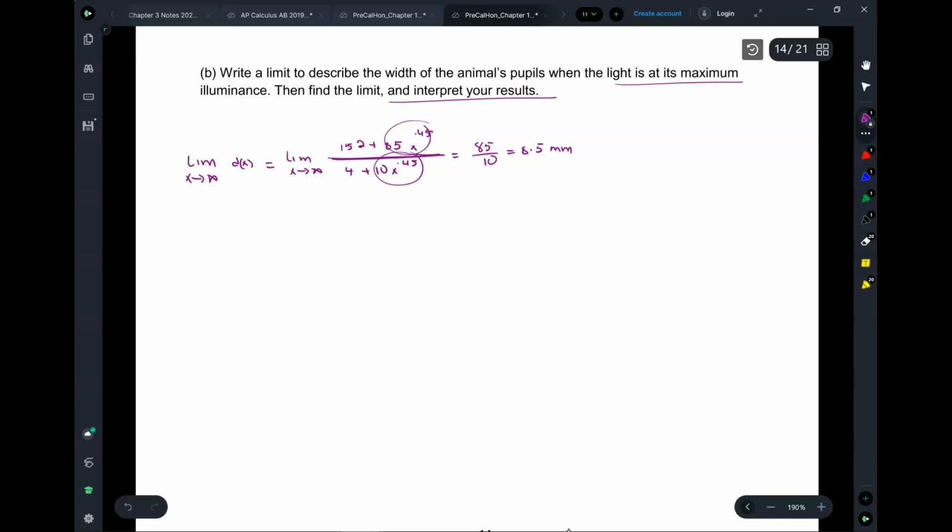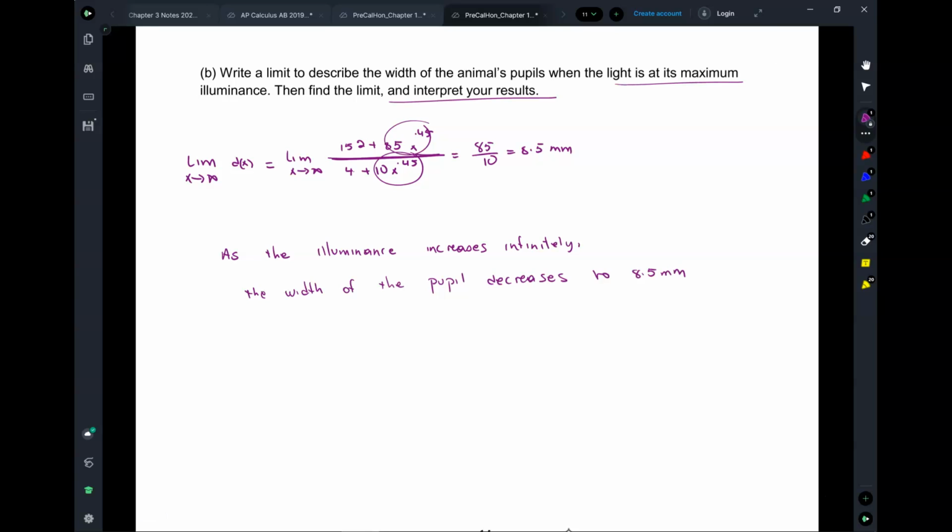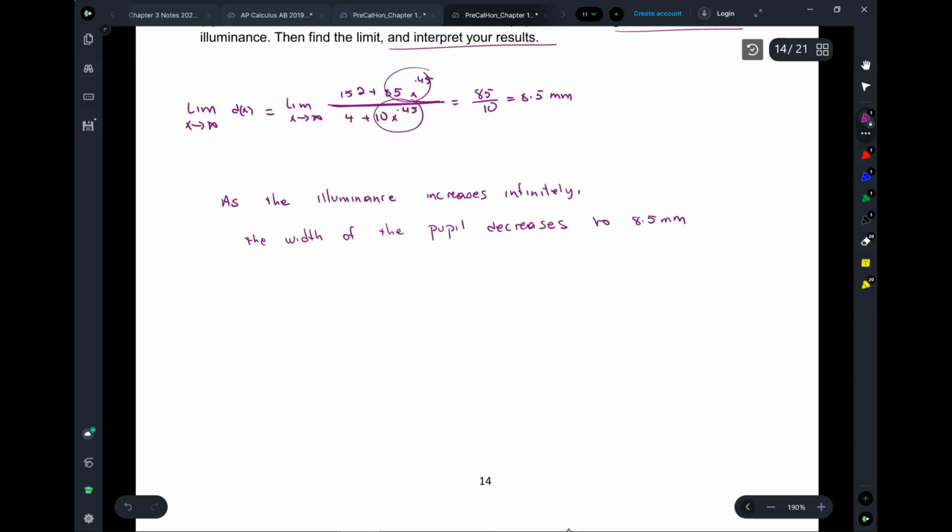So to interpret our results here, as the illuminance increases infinitely, right? So as the light gets brighter and brighter, the width of the pupil decreases to 8.5 millimeters. Okay? Could you say approaches? Yeah, I use approaches there.